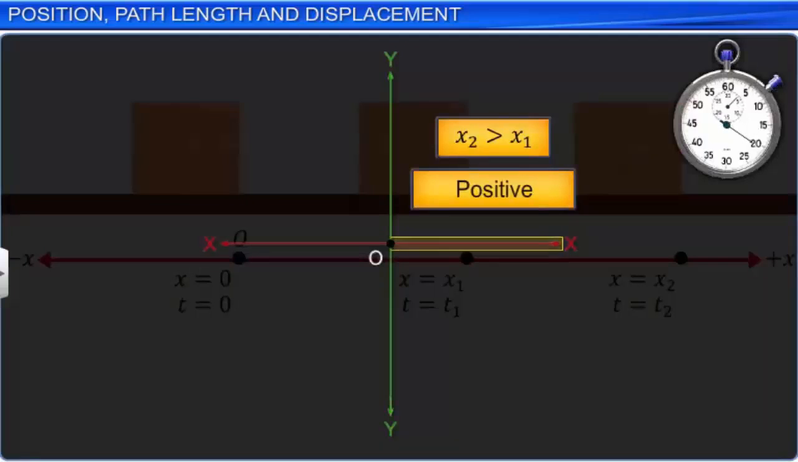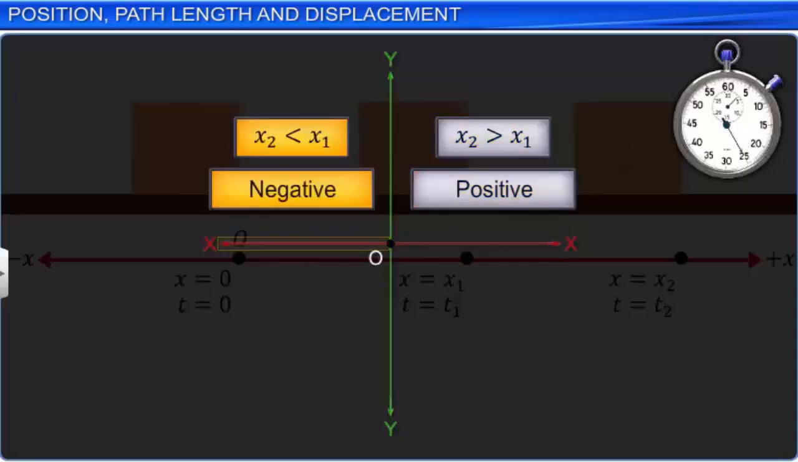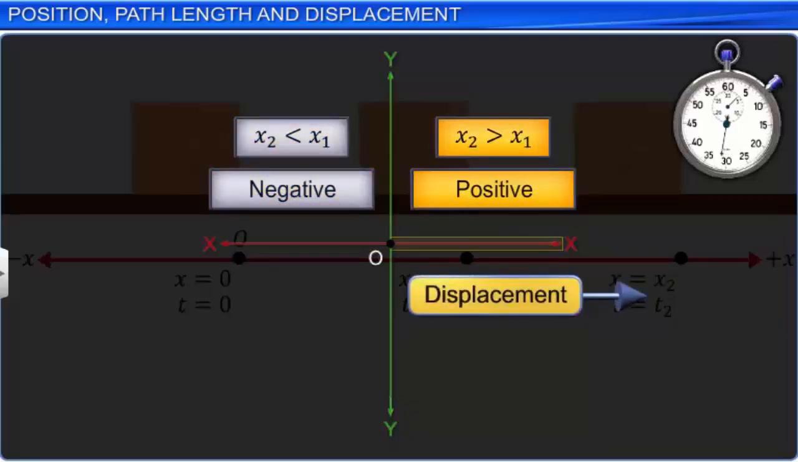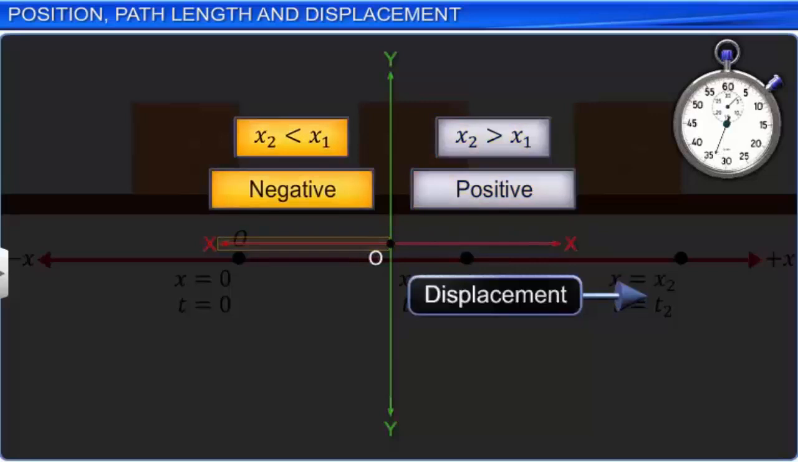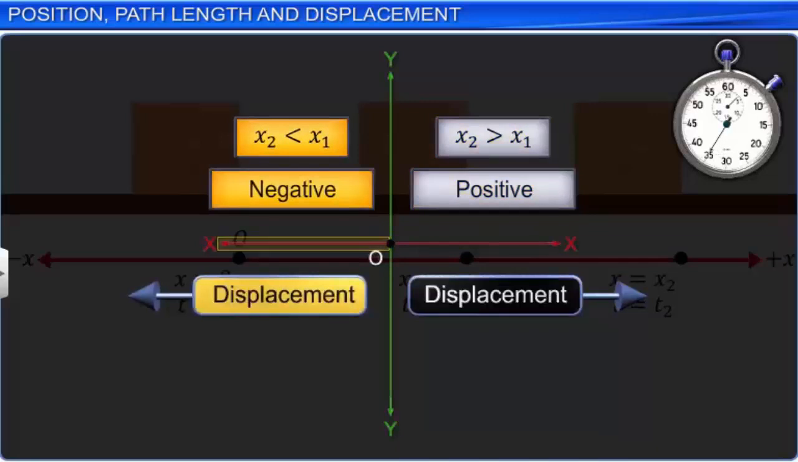A positive sign indicates displacement to the right side. A negative sign indicates displacement to the left side. Since displacement has magnitude and direction, it is a vector.